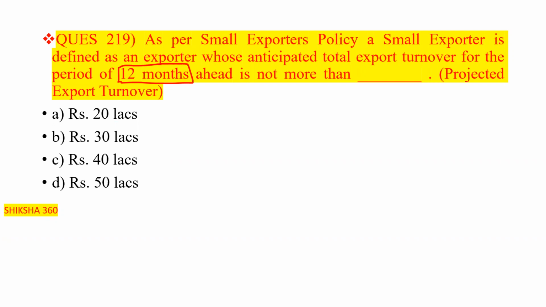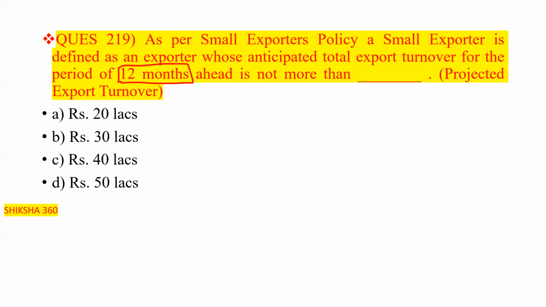total export turnover for the period of 12 months ahead is not more than... That is the projected export turnover. First option is 20 lakh, second option is 30 lakh, third option is 40 lakh, fourth option is 50 lakh. So it is not more than what? What is the answer? 20 lakh, 30 lakh, 40 lakh, 50 lakh.